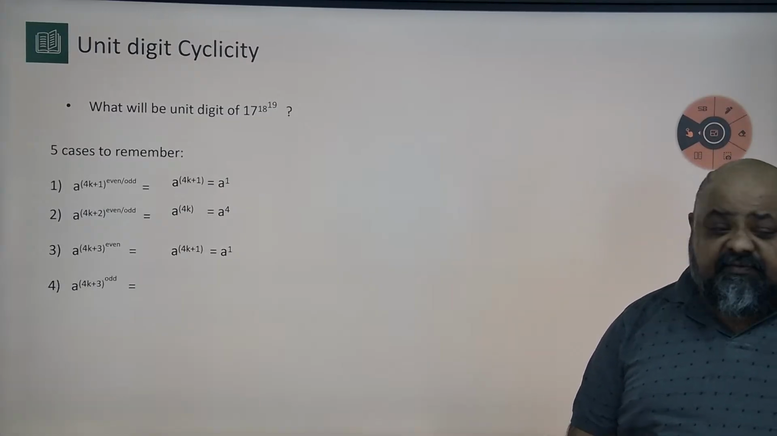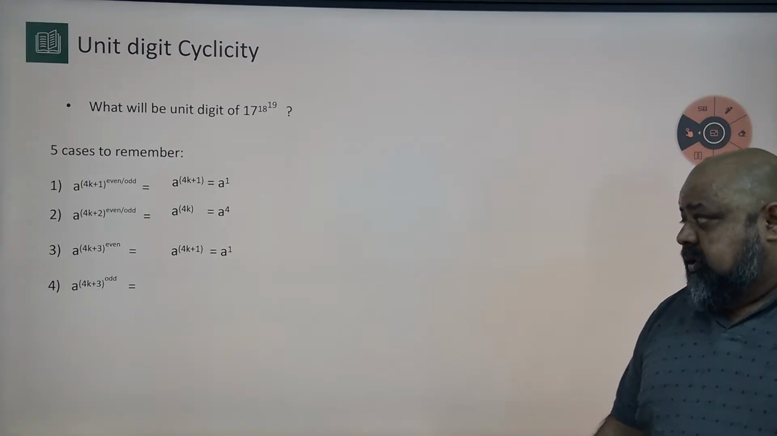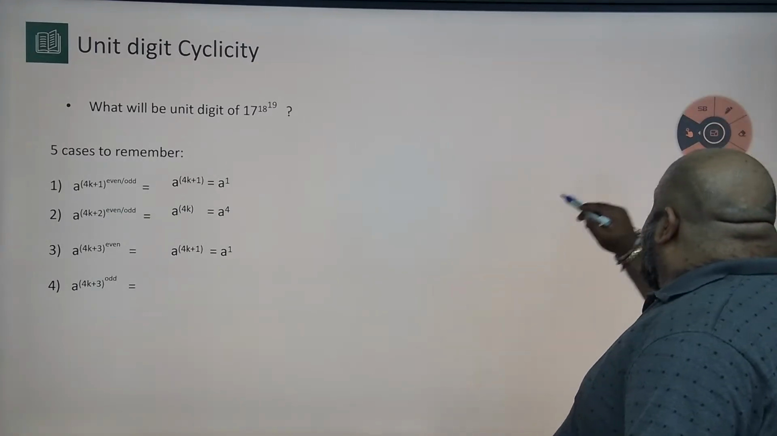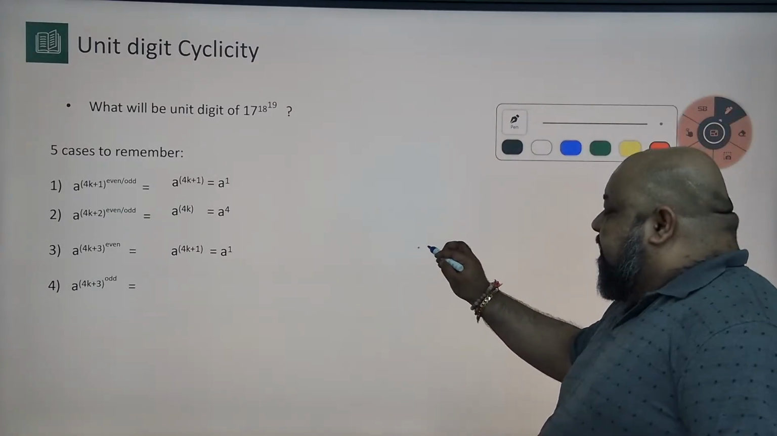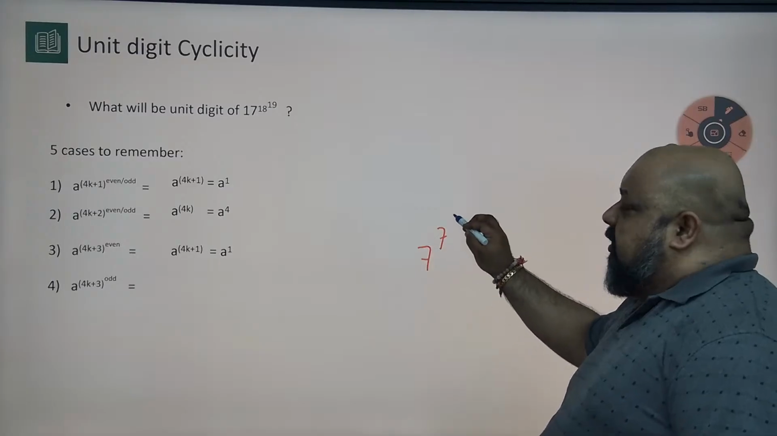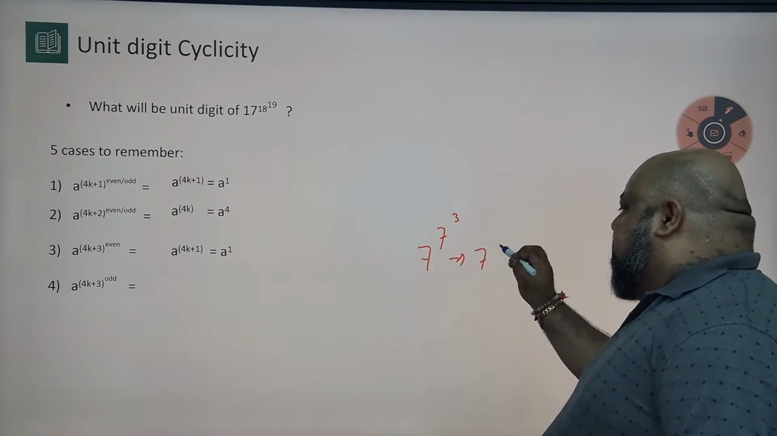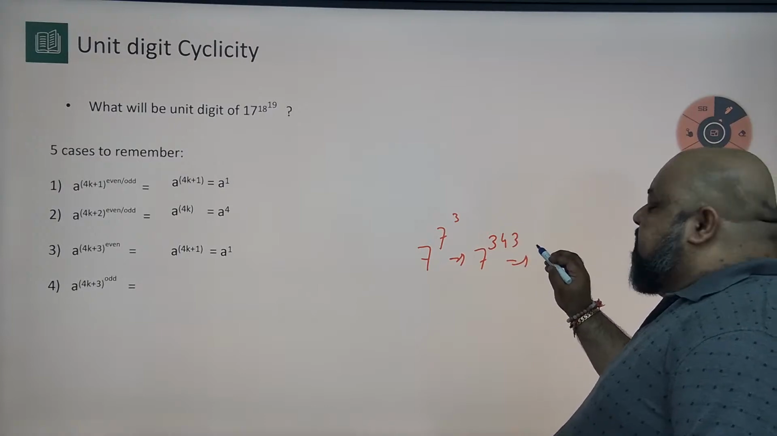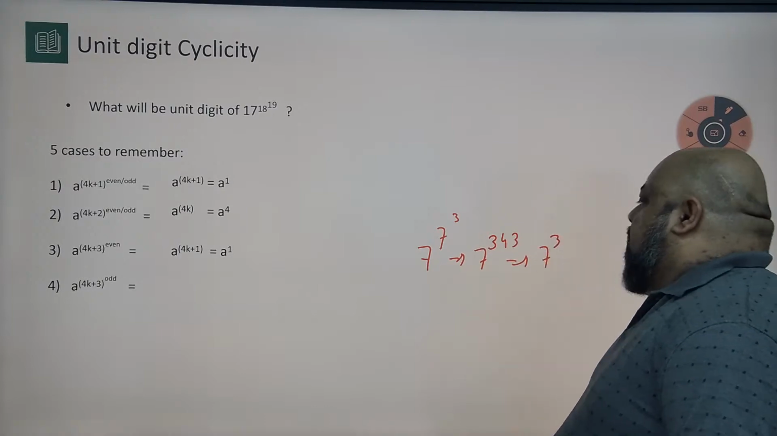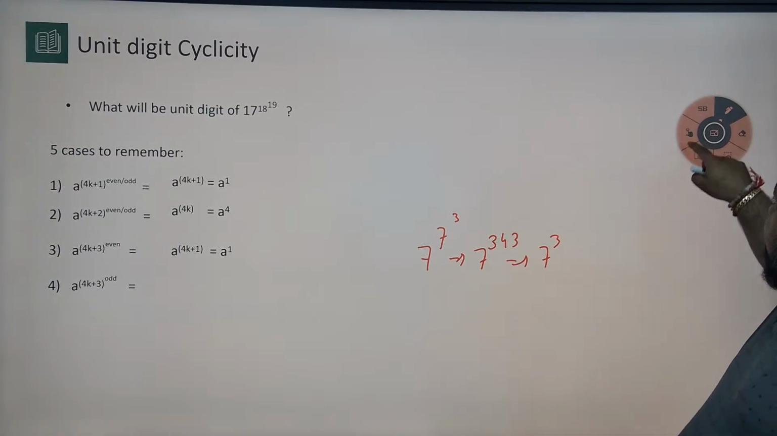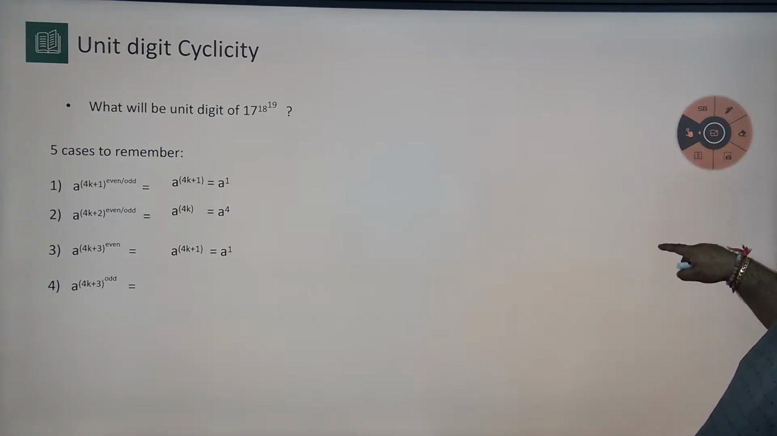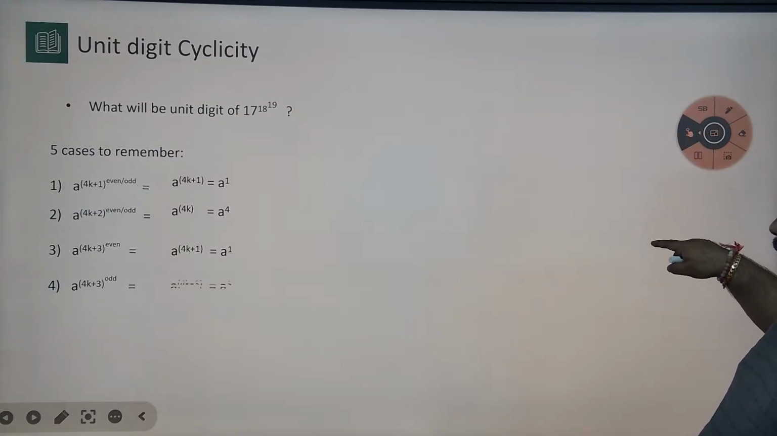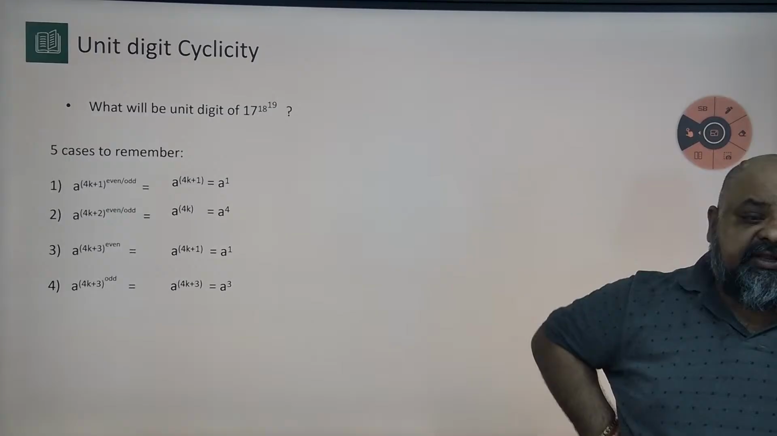Instead, if I have a raised to power 4k plus a raised to power odd. Okay, let me try this as well. 7 raised to power 4k plus 3, 7 raised to power odd cube. 7 raised to power 3 is 343. 343 divided by 4 leaves a remainder of 3. And therefore, a raised to power 4k plus 3 raised to power odd is equal to a raised to power 3.